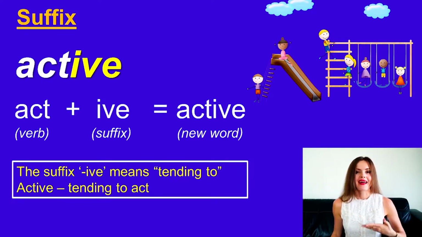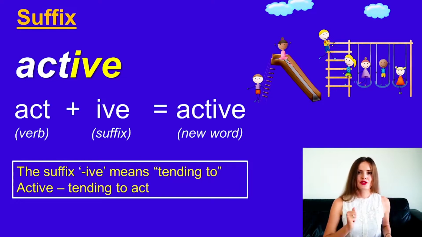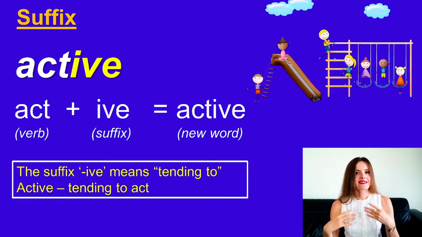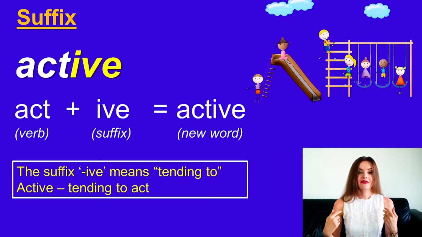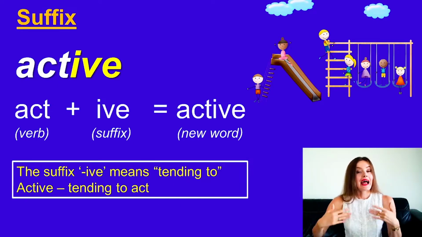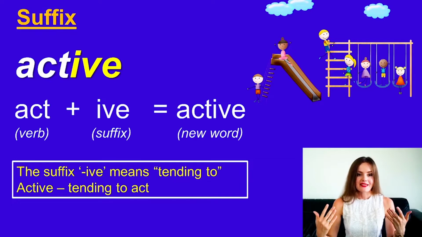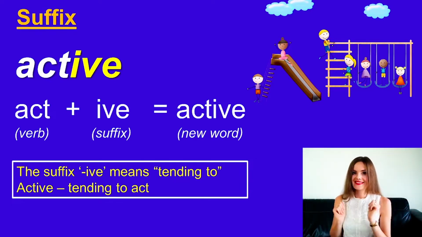One more time. If we had the verb to act, right? Then we add the suffix "ive", and the meaning of the suffix is tending to do something. Then we get a new word, active, that means tending to act.